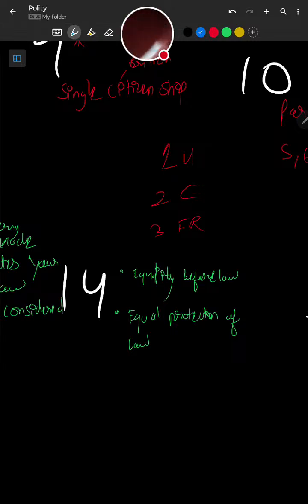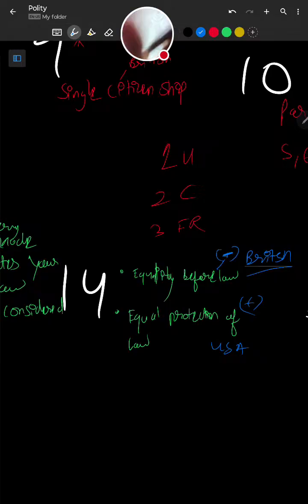So what happens is that equality before law is, first of all, negative. In a sense, the government would treat everybody similarly, but this is negative as some people might get more benefit. Equal protection of law is positive, which is taken from the USA, and equality before law is taken from the British constitution of the pre-independence period.